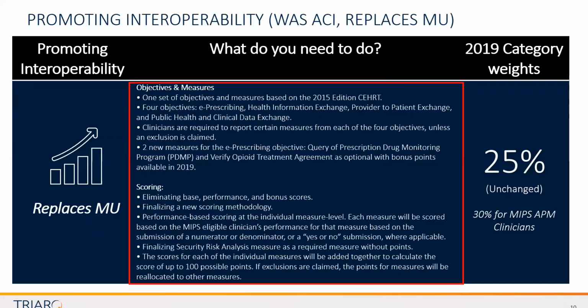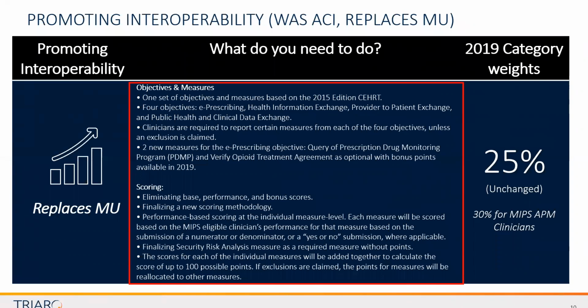Promoting interoperability. Okay, so the whole thing is red. I had to just put a giant red box around the whole thing because everything changed about this practically. Right, this is where you have to use your 2015 edition certified technology. They have reduced down to 4 objectives. There are requirements for reporting unless you claim an exclusion.